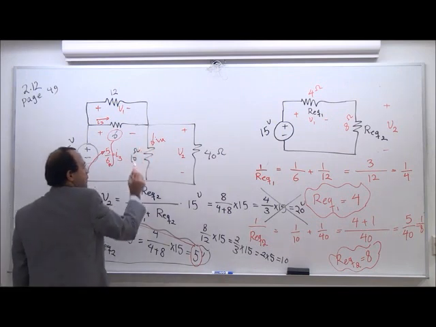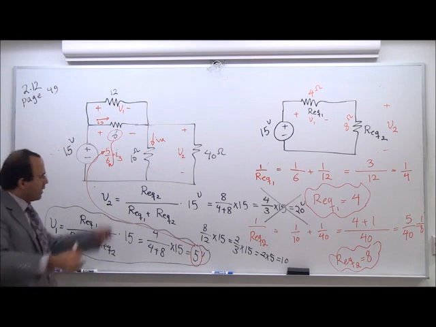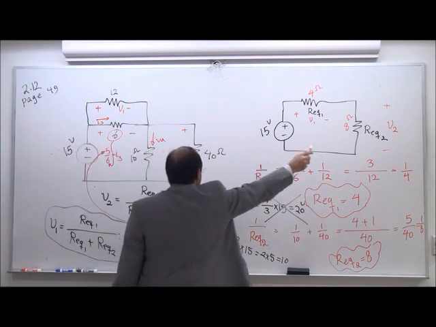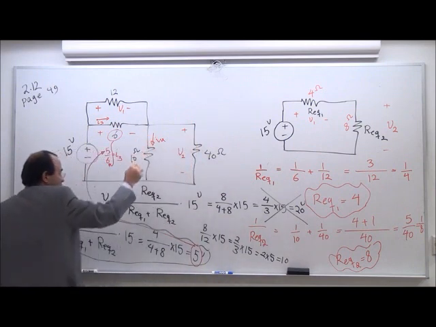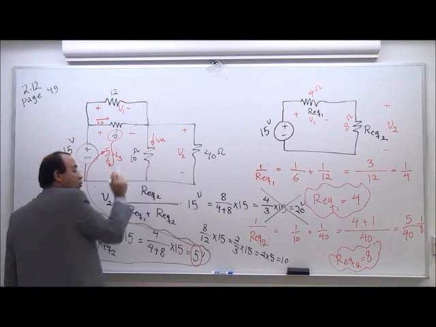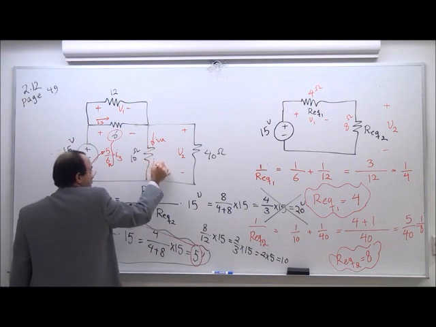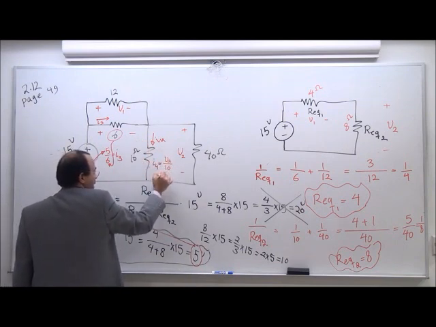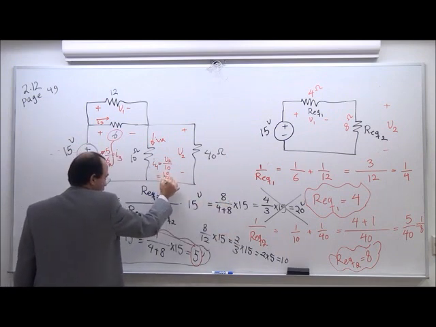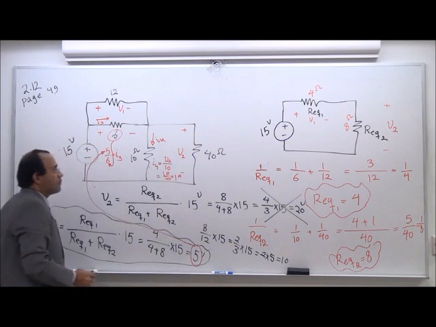I want to find I4. The trick I wanted to play is this. Let's shrink this. Let's make it simple. Let's find it. But when you find V2, this V2 is the same as the V2 you just found. I4, according to Ohm's law, is equal to V2 divided by 10. And V2 is 10, so 10 divided by 10. That's going to be 1 amp.